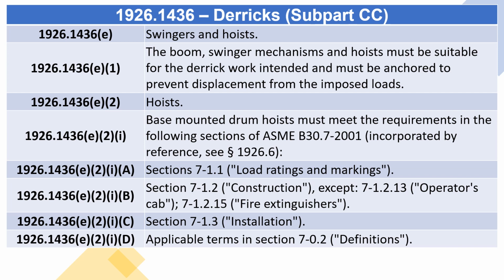1926.1436 E2 Hoists. 1926.1436 E2(i) Base-mounted drum hoists must meet the requirements in the following sections of ASME B30.7-2001, incorporated by reference. See section 1926.6. 1926.1436 E2(i)(A) through (D): Section 7-1.1 Load ratings and markings. Section 7-1.2 Construction, except 7-1.2.13 Operator's cab and 7-1.2.15 Fire extinguishers. Section 7-1.3 Installation. Applicable terms in Section 7-0.2 Definitions.